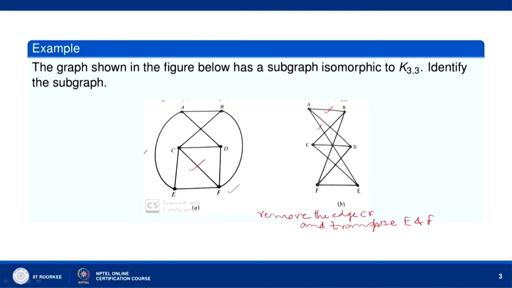So, we have CE here, and then C is joined to D, and then F is joined to D here, and then F is joined to E, and then F is joined to B. So, the 6 vertices have been partitioned into two sets, A, C, F and B, D, E, and each vertex of the one set ACF is joined to every vertex of the other set B, D, E. So, this graph is K3,3. This graph is isomorphic to K3,3.